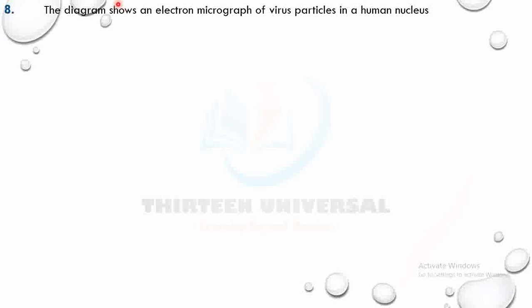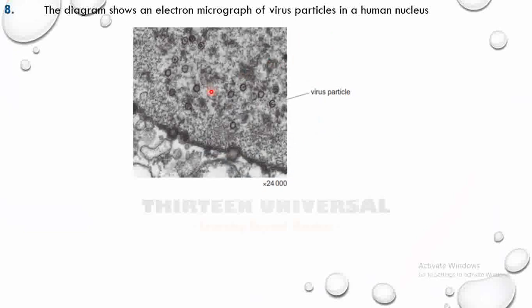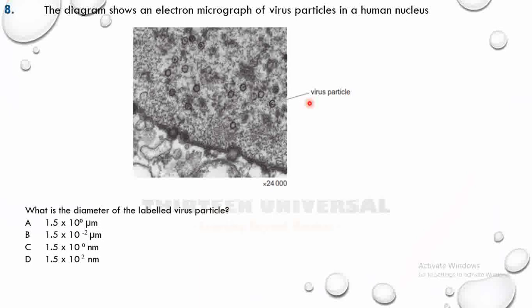All right, the diagram shows an electron micrograph of virus particles in a human nucleus. Let's look at it. This is the human nucleus, and this is the viral particle attacking this nucleus. This is the magnification, and that's the virus particle. It says, what is the diameter of the labeled virus particle?